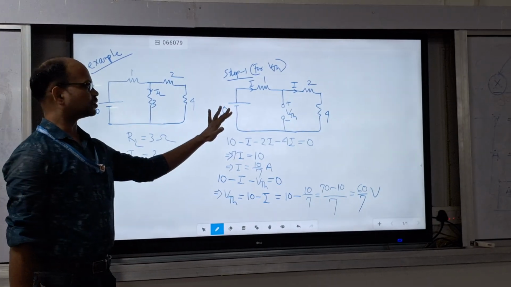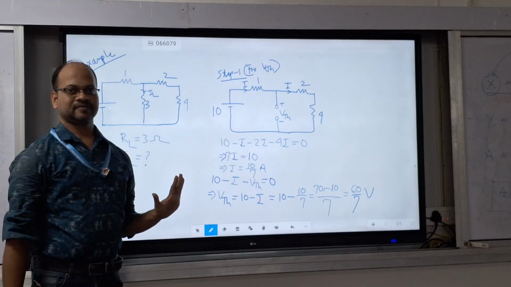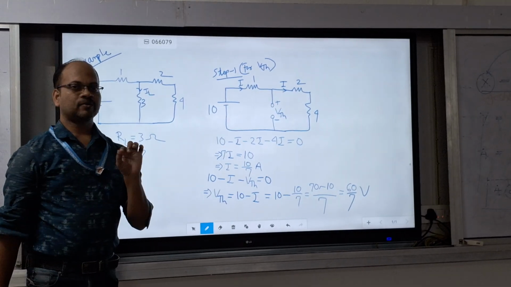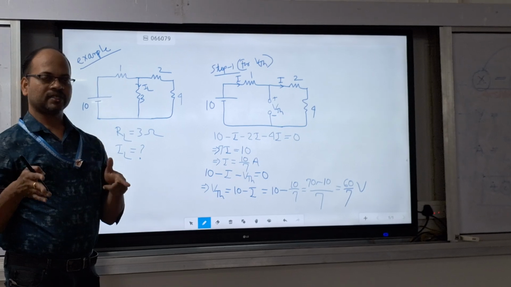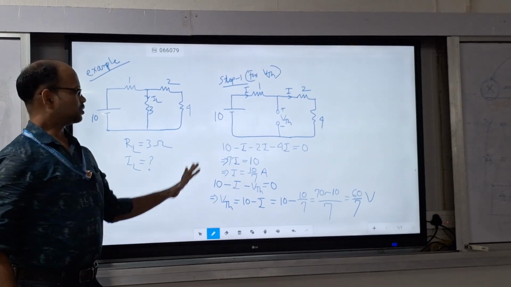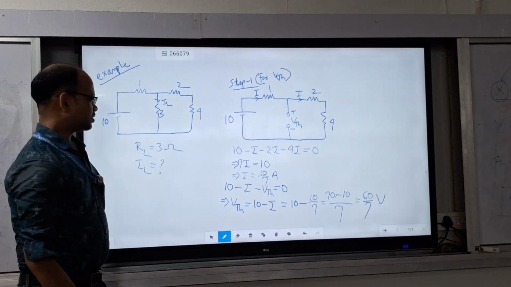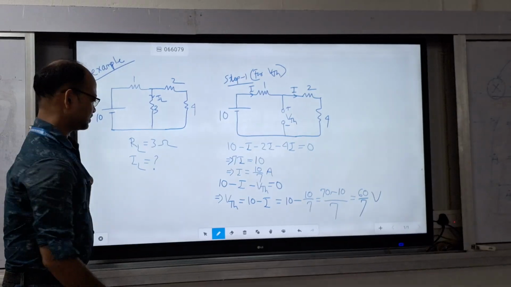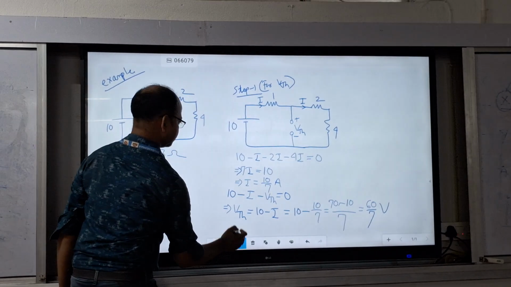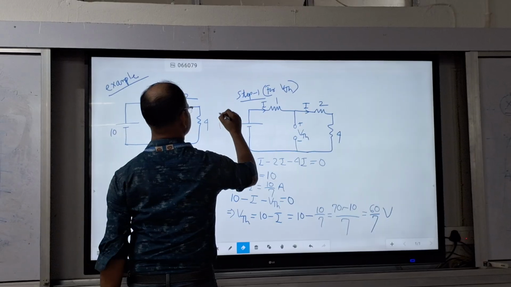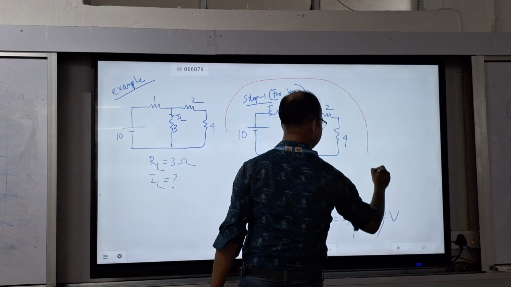Okay. So this is the procedure to calculate VTH. Only you have to open the load resistance RL and calculate the voltage across it, that is VTH. So the VTH part is over. Next we have to calculate RTH. Next is RTH. So I am deleting this part.